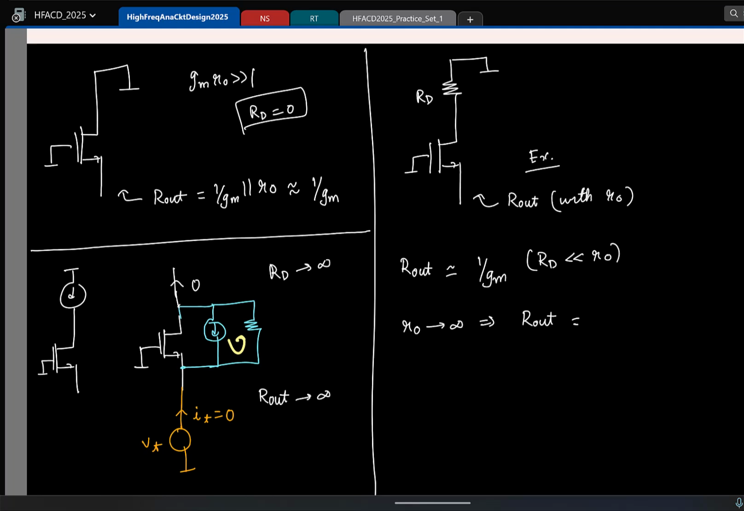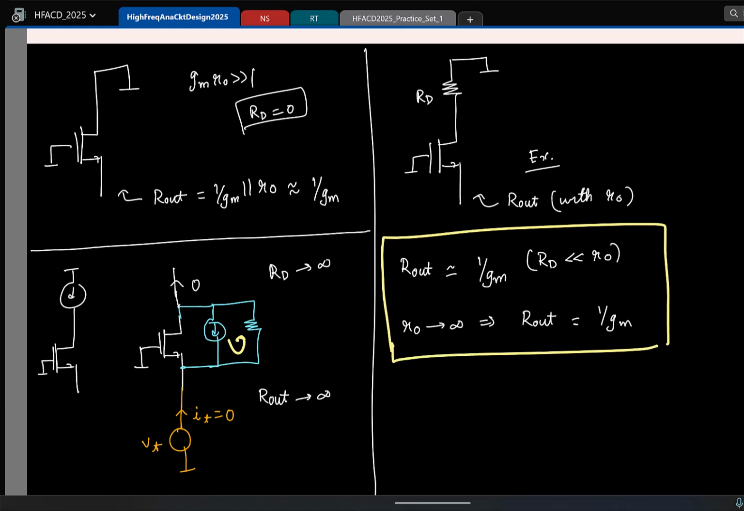Why 1 by Gm? He's saying that if R naught is infinity, as long as I have a finite RD, it's going to be smaller than this, so I can safely say that it is 1 by Gm. This is something to remember: if the drain resistance is much smaller in comparison to the R naught of the transistor, then the resistance looking into the source is 1 by Gm. The second point is essentially an extension of the first. Okay, clear?